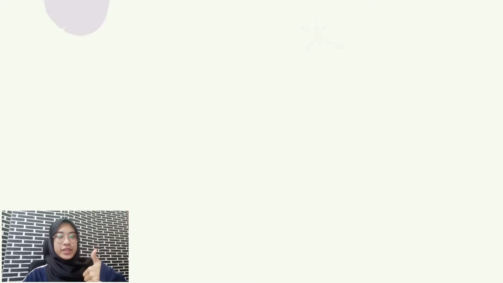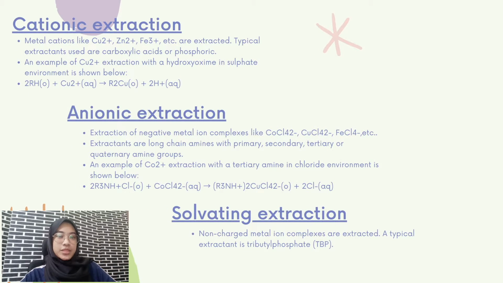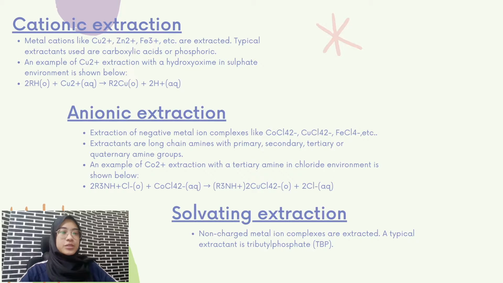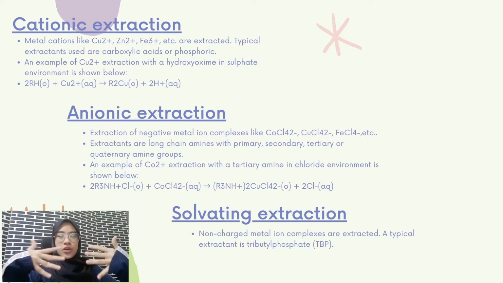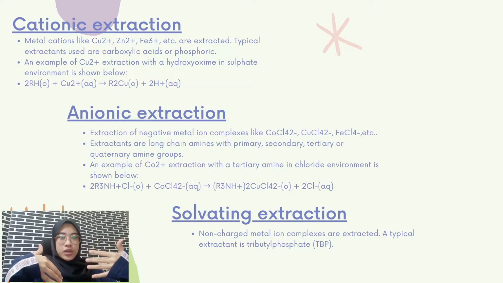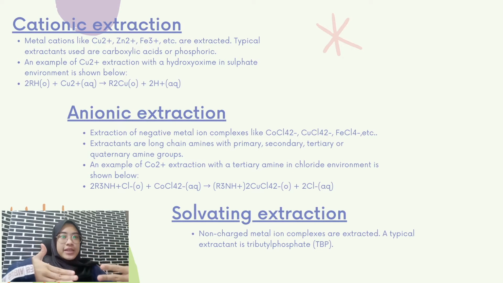The first one is solvating extraction. It happens when the non-charged metal ion complex is extracted. The second one is cationic extraction. Cationic extraction happens when metal cations like Cu2+, Zn2+, Fe3+, etc. are extracted. The third one is anionic extraction. It happens when negative metal ion complexes are extracted, like cobalt chloride (CoCl4 2-) and copper chloride (CuCl4 2-).